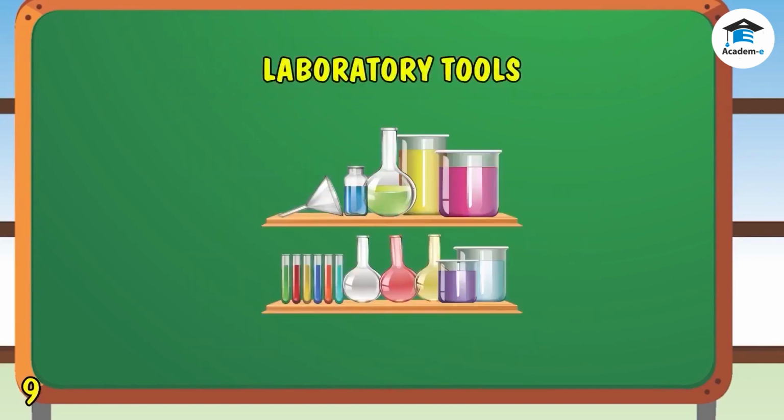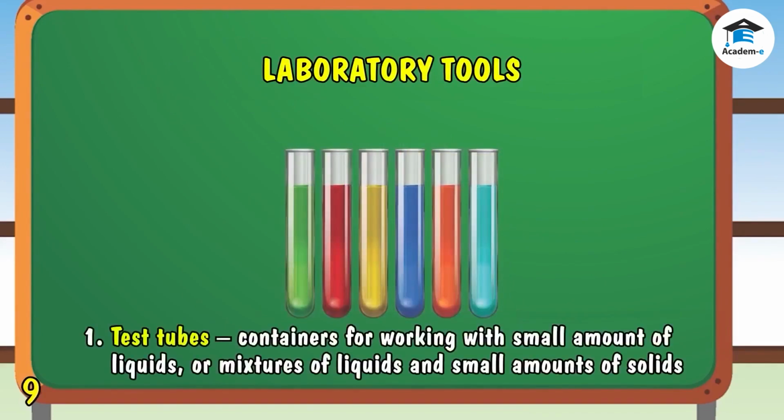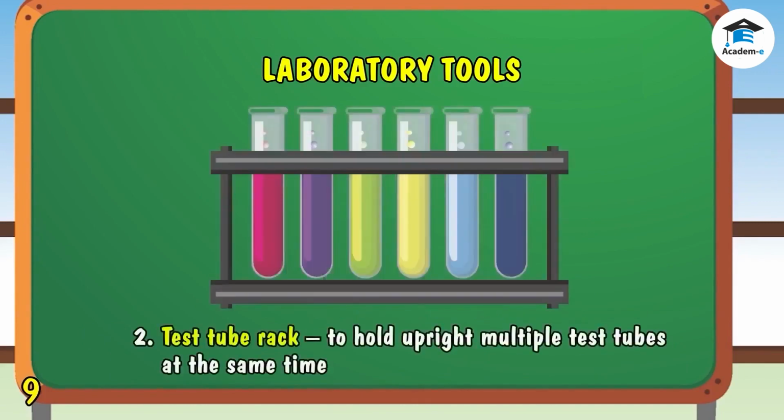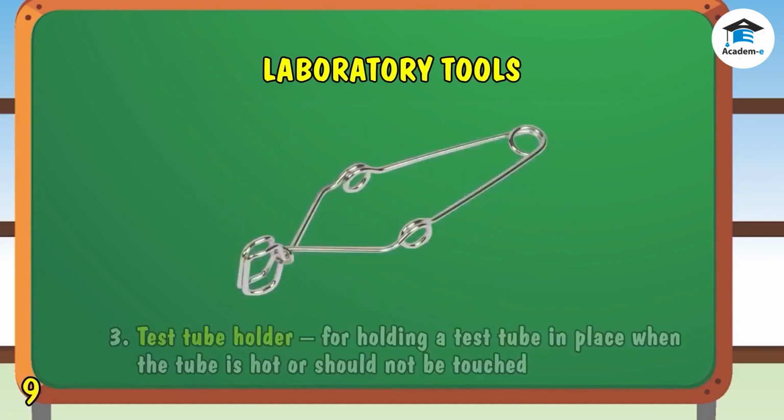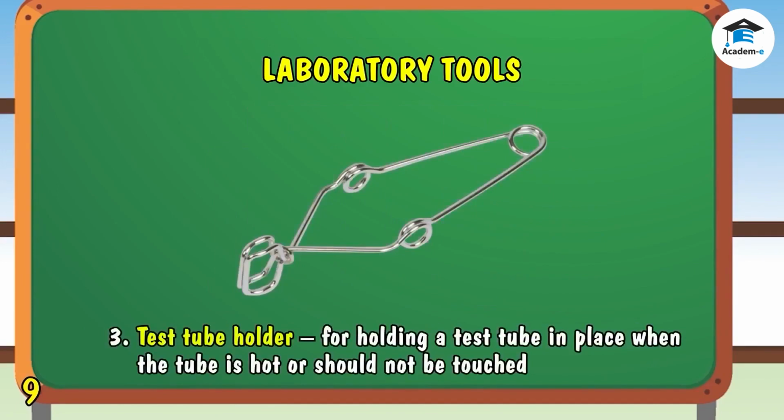Scientific discoveries will not be possible without the use of different laboratory tools. 1. Test tubes are containers for working with small amount of liquids, or mixtures of liquids and small amounts of solids. 2. A test tube rack is used to hold upright multiple test tubes at the same time. 3. A test tube holder is used for holding a test tube in place when the tube is hot or should not be touched.